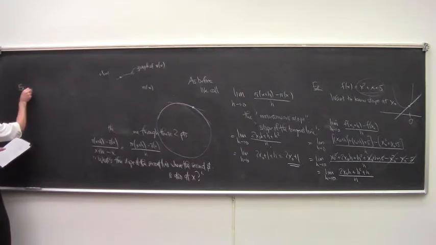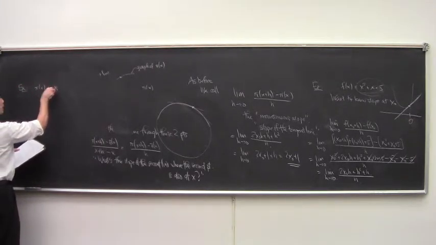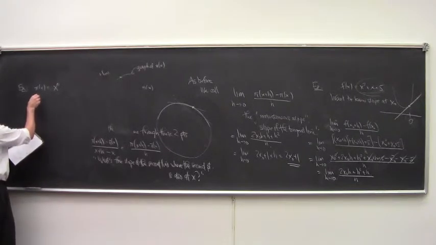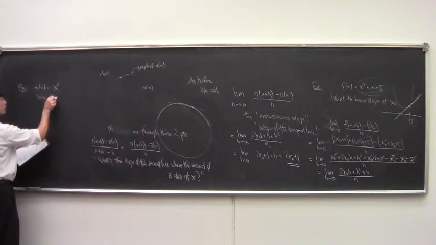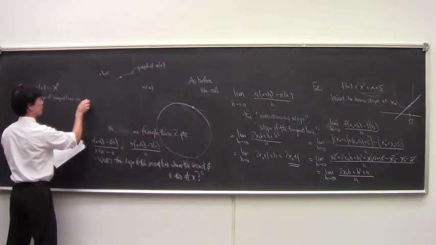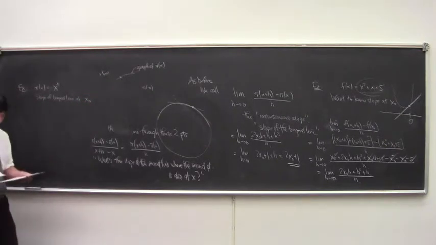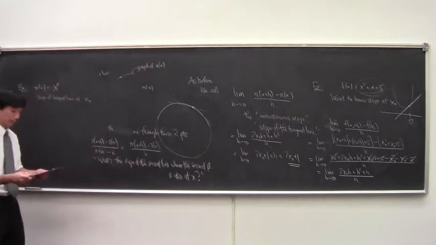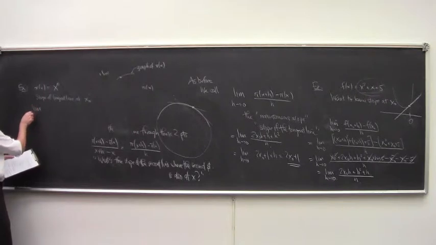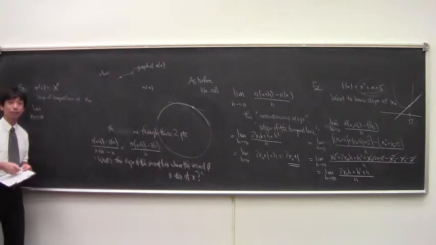Another example. Suppose your f of x is, say, x to the 6, right? And somebody wants the slope of the tangent line at some point x naught. Let's do this one together. What will we need to do? What limit do we need to consider? The limit as h goes to 0 of what?